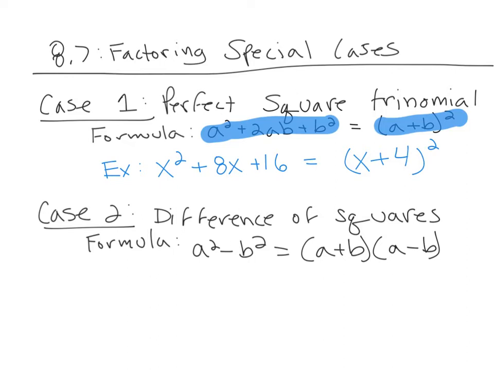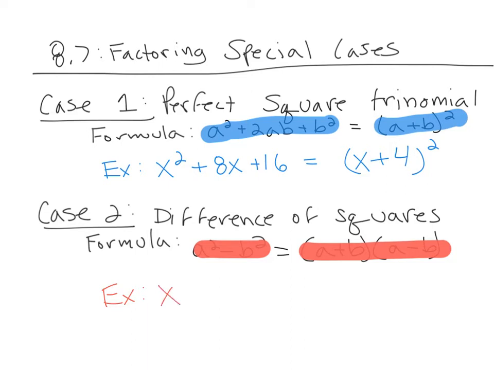Our next case we have down here, and that is difference of squares. Formula is a squared minus b squared equals (a plus b)(a minus b). Once again, I understand that those letters could be a little bit confusing. An example of this property is if I had x squared minus 9.